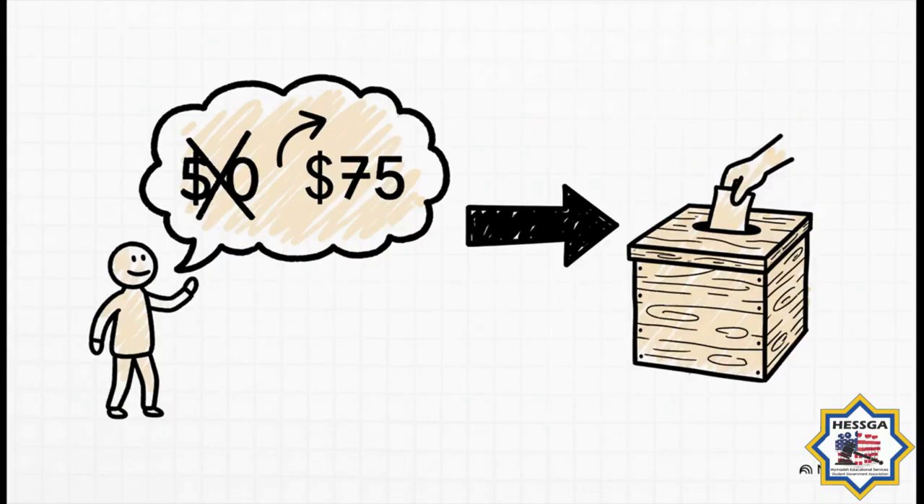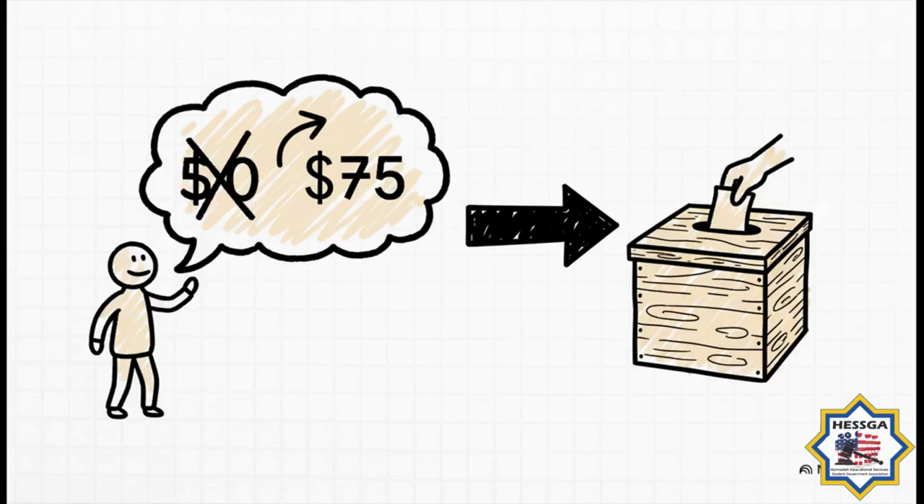So, using our talent show example, you could stand up and say, I move to amend the motion by striking out $50 and inserting $75. And here's what happens. The group then debates and votes on your amendment first. If your amendment passes, the debate then continues on the new modified motion to spend $75.